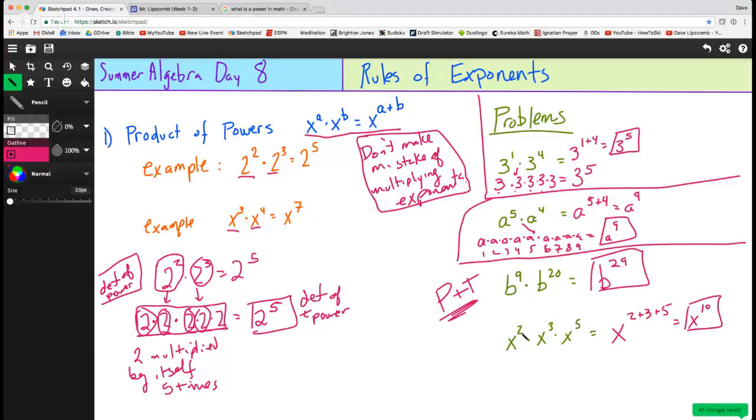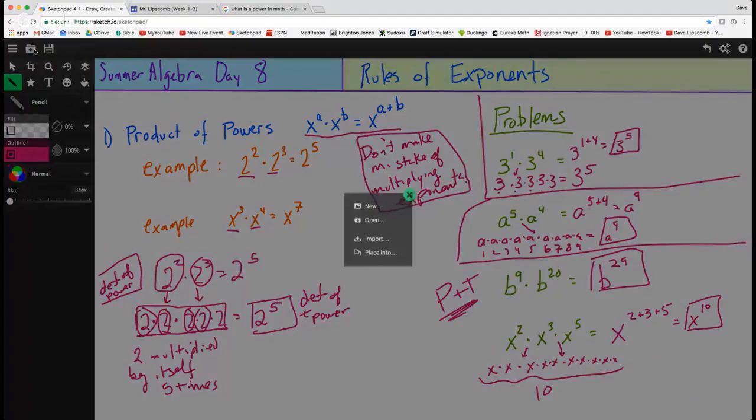Right? Because this is x times x, and there's my multiply, times x times x times x. And then we have times x times x times x times x times x. And that all together is 10 x's, so that's x to the 10th. All right, so that's our first rule. Now let's look at our second rule.